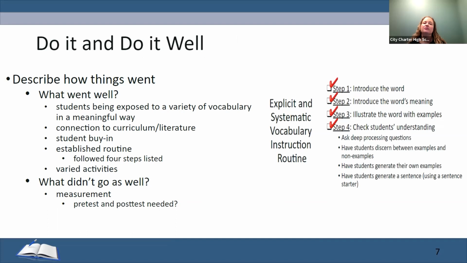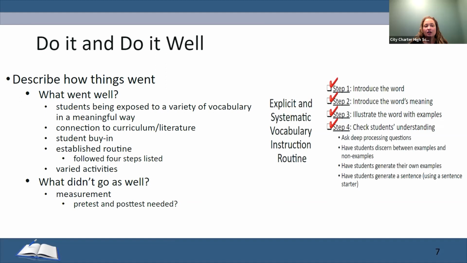Okay. So what we found is that the students being exposed to a variety of vocabulary in meaningful ways was really positive. The connection to the curriculum and the literature really helped them, I think, understand some of the more complex topics that we were talking about. Students liked it. We tried to make the vocabulary activities engaging, interactive, and different each time. The routine was established and they did well with that.